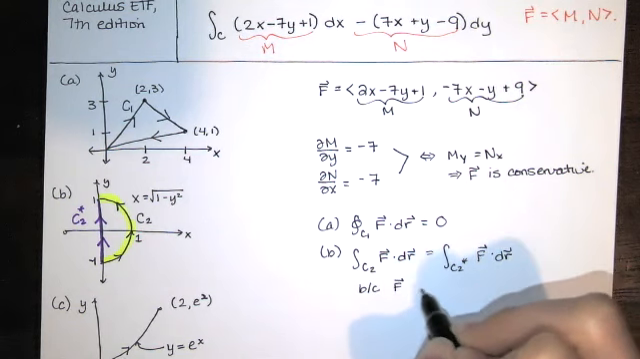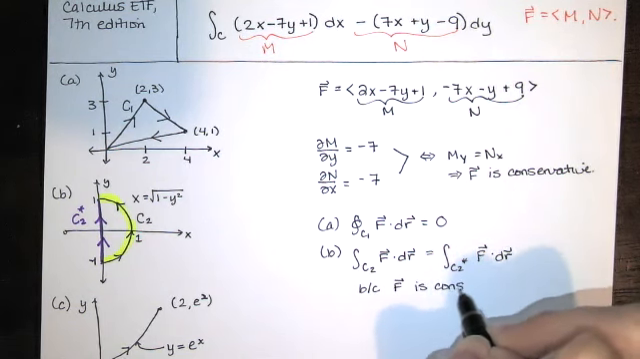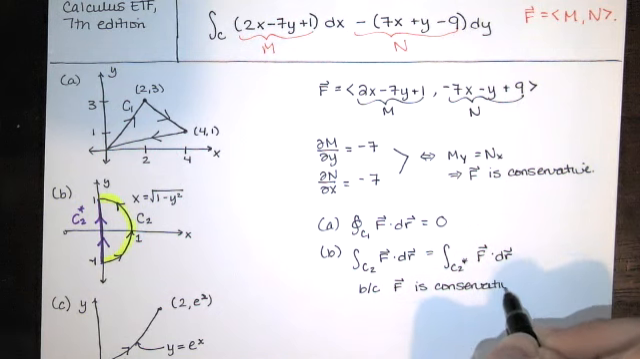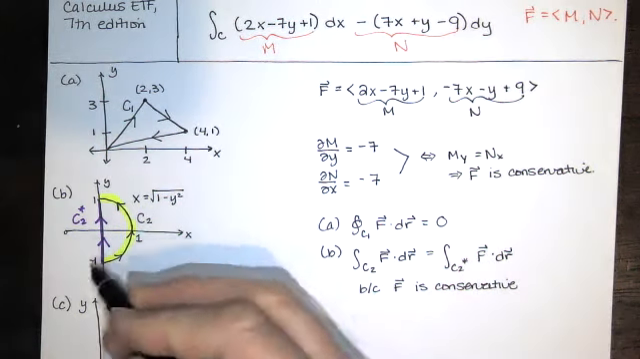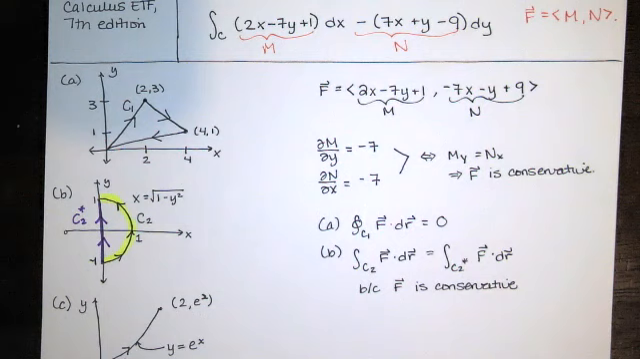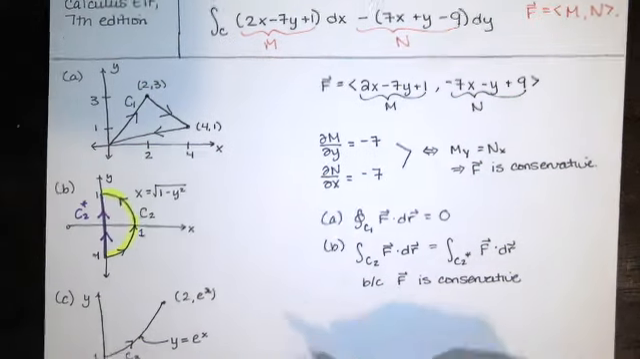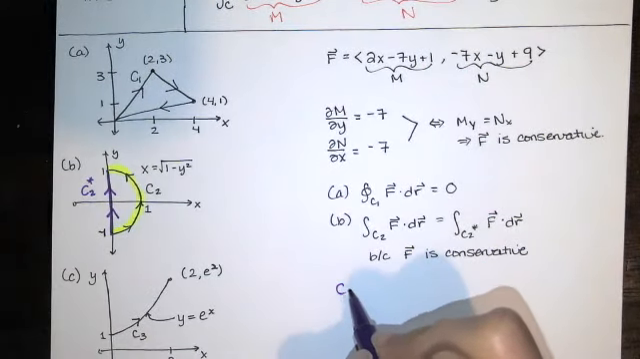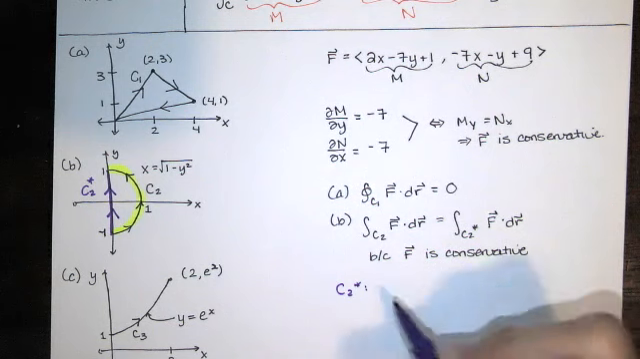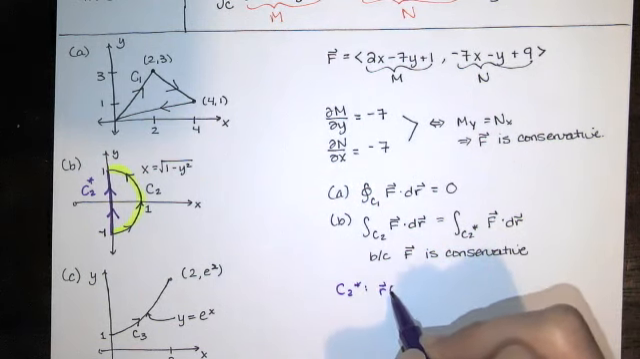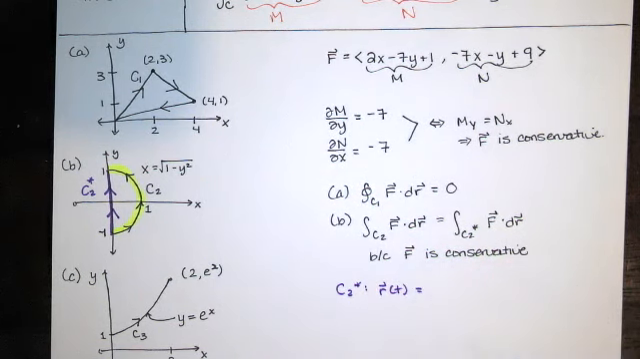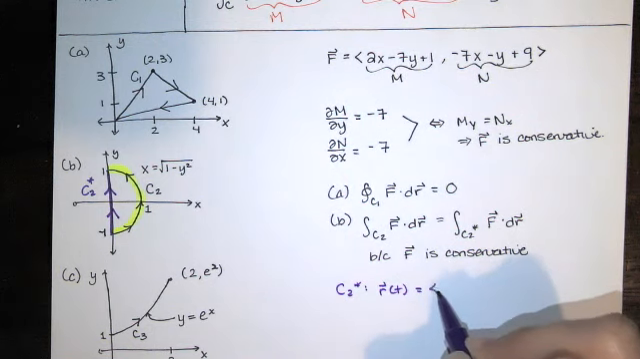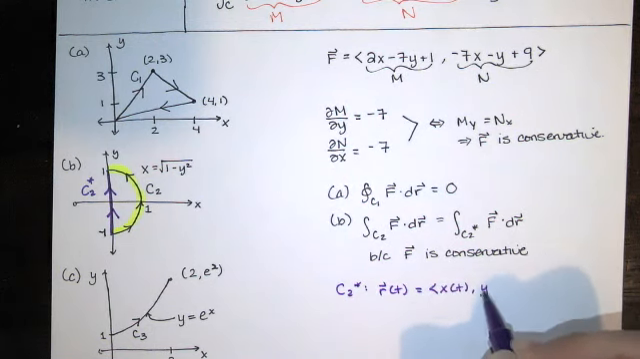Because f is conservative, and we're starting and ending at the same location, we can evaluate this integral over that path, which will be relatively simple. That will require us to find a parameterization of C2, or C2 star. I will call my parameterization r of t. It's going to have components x of t and y of t.